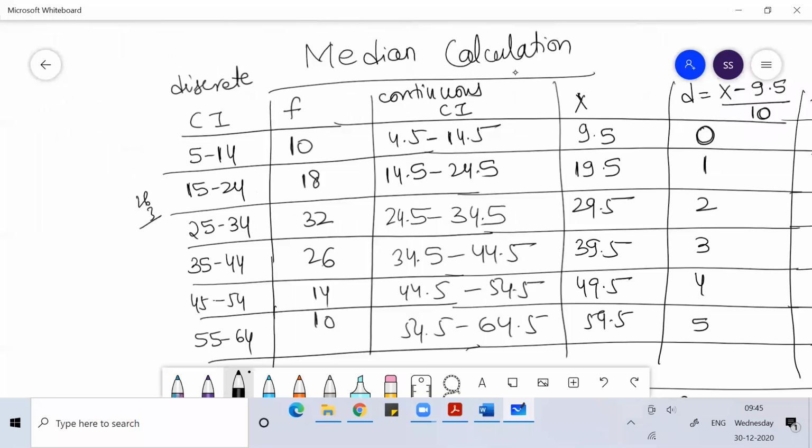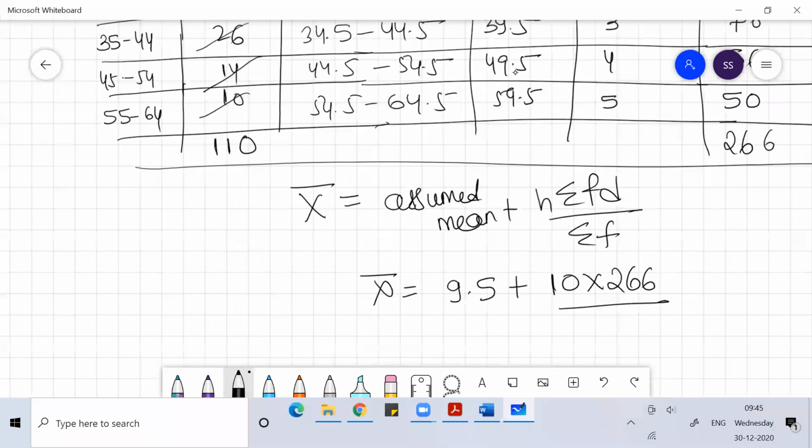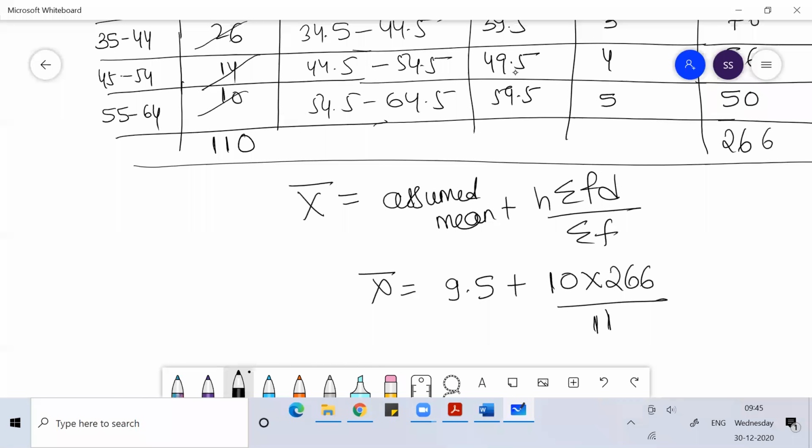Sum of f is how much? This is 20, this is 40, 40 plus 20 is 60, 60 plus 50 is 110. Sum of f is 110. You can verify by adding: 10, 16, 20, 22, 24, 27, 29, 30, 110. So it's 110, and the zeros get cancelled. So this is 266.